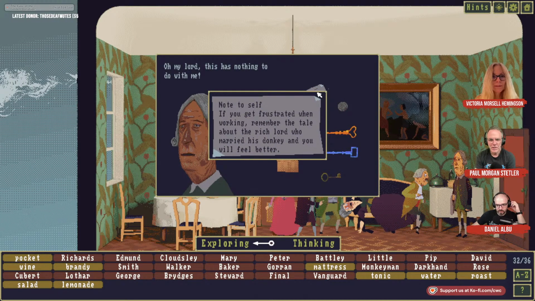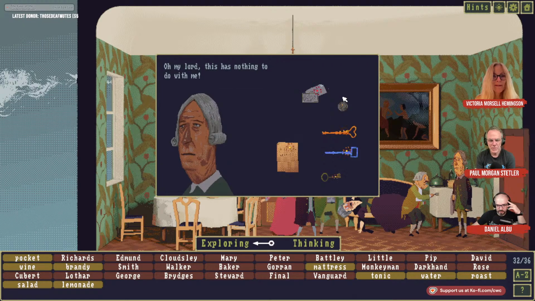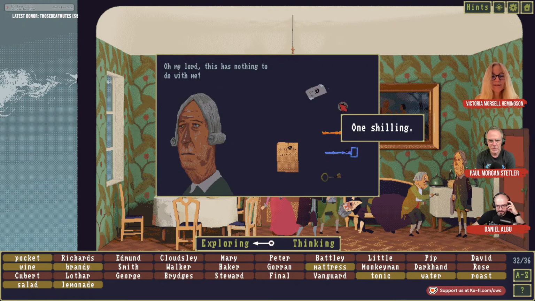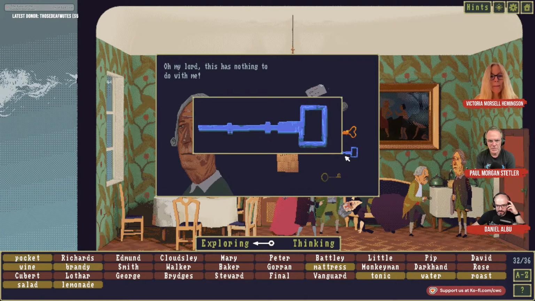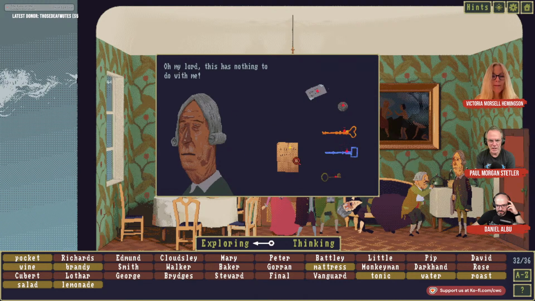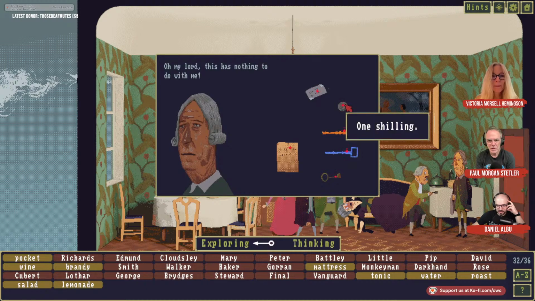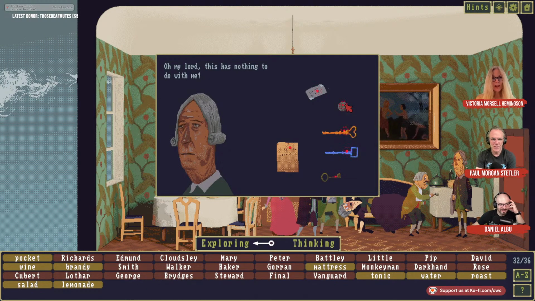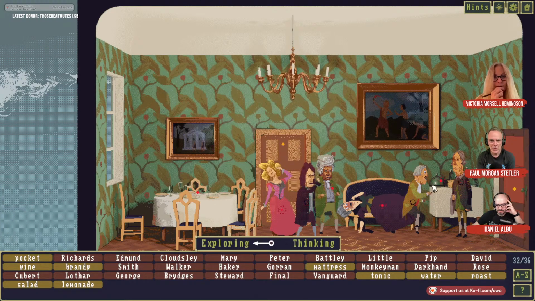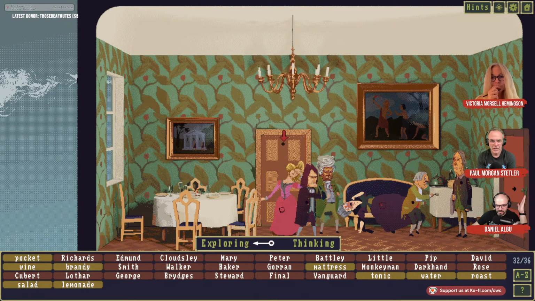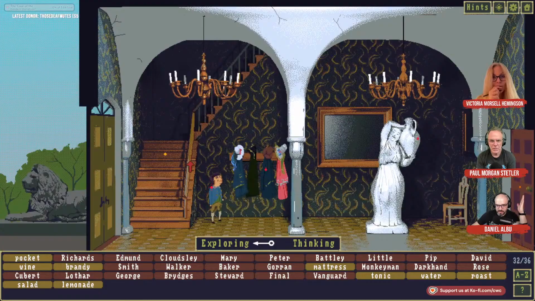There you go. Note to self: if you get frustrated when working, remember the tale about the rich lord who married his donkey, and you'll feel better. That's a lot of keys. Small simple key. Ensure that the beautiful lady sits next to me during dinner, and I will slip you a shilling. Did you get a shilling? Yep, he got one. Shilling. Okay, I think this must be the valet. This guy. Yeah. Okay, are we done here? Yeah.